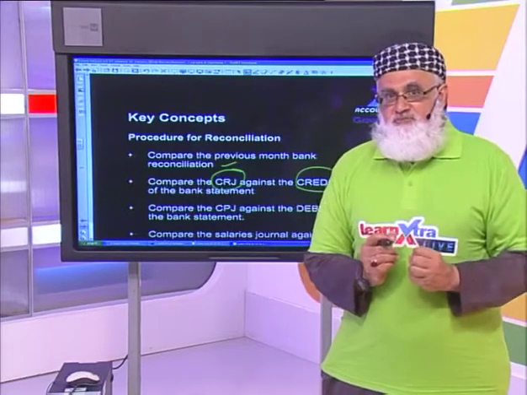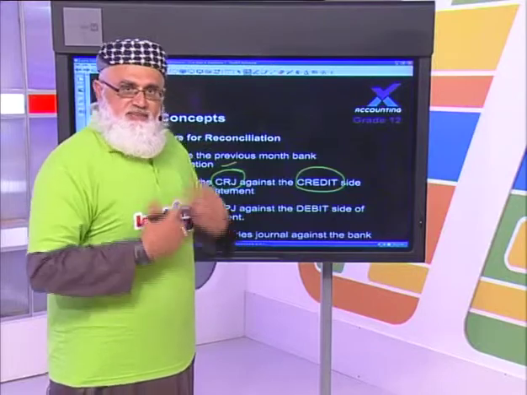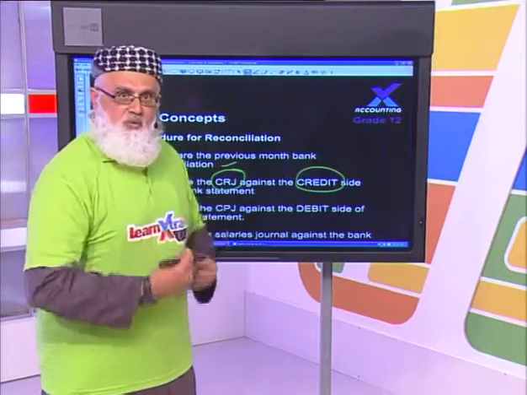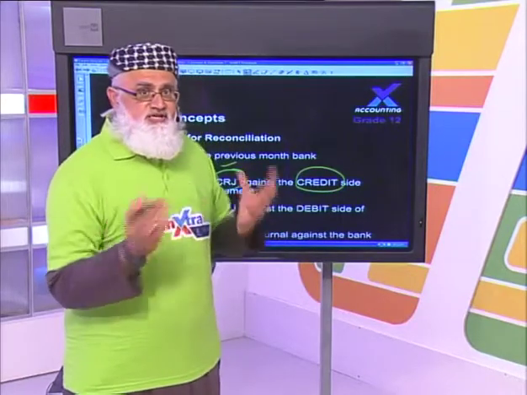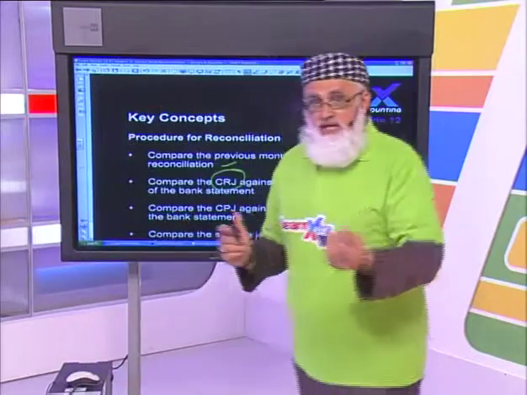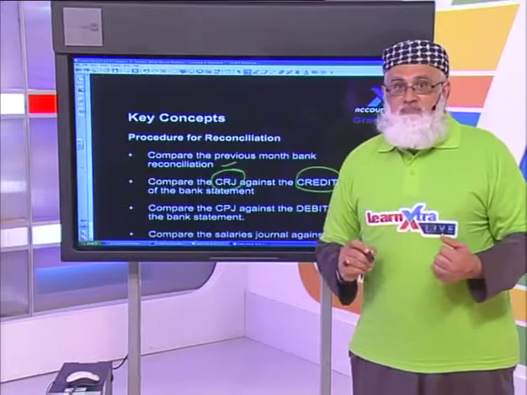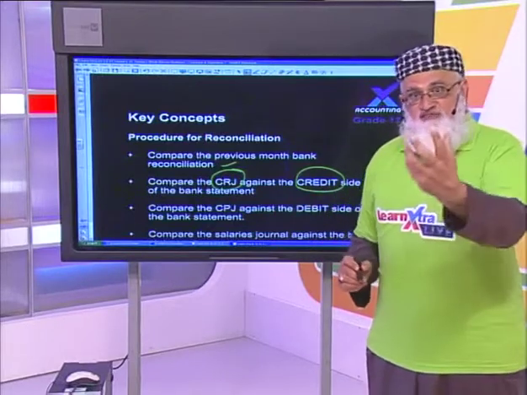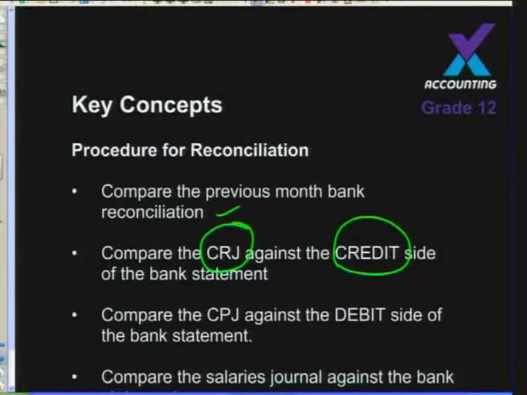Let's change that perspective. From the bank side, what will the bank say? The bank will say, we are owing money to ABC Traders. So can you see the relationship? That of debtor and creditor? So obviously, a debit in our books would be reflected as a credit in the books of the bank. So therefore, compare your cash receipts journal with the credit side of the bank statement.